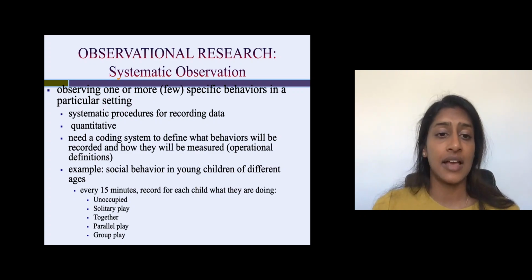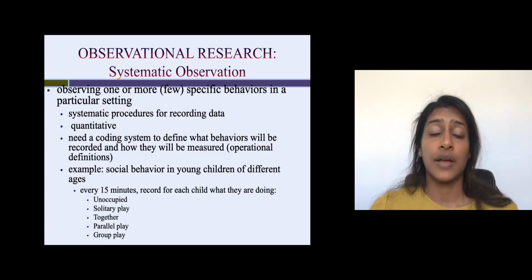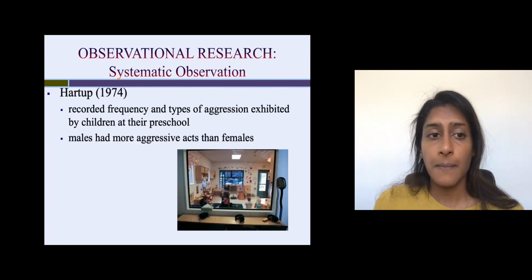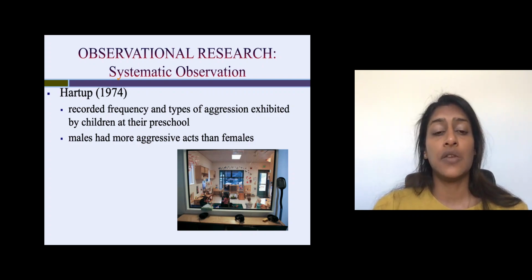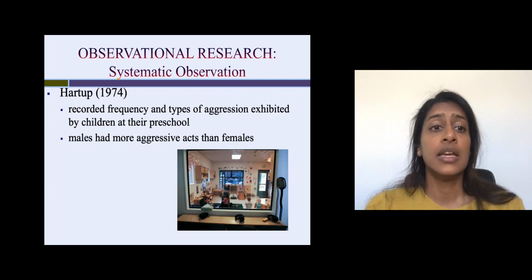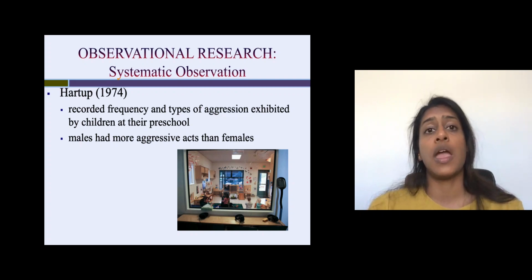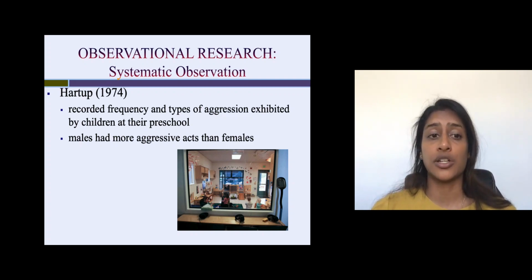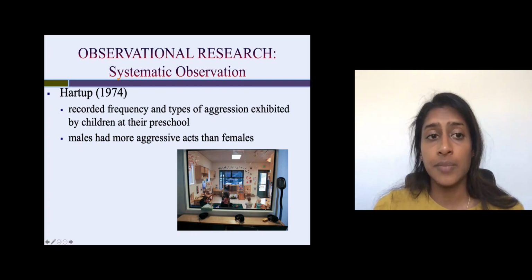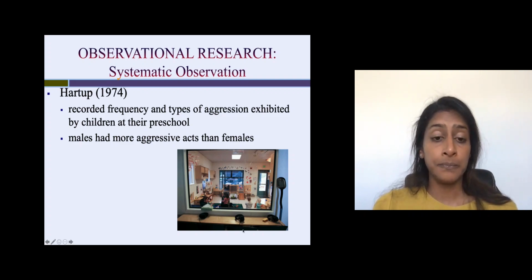Here I had to have some sort of coding measures ahead of time. I also needed to have some system for how I was going to do that, so that every 15 minutes, I would know what each of these types of play look like, and I had a very specific understanding of that. In 1974, Hartup did a systematic observation where he recorded frequencies and types of aggression that children evidenced in preschool. This would be a very common setup to do that systematic observation.